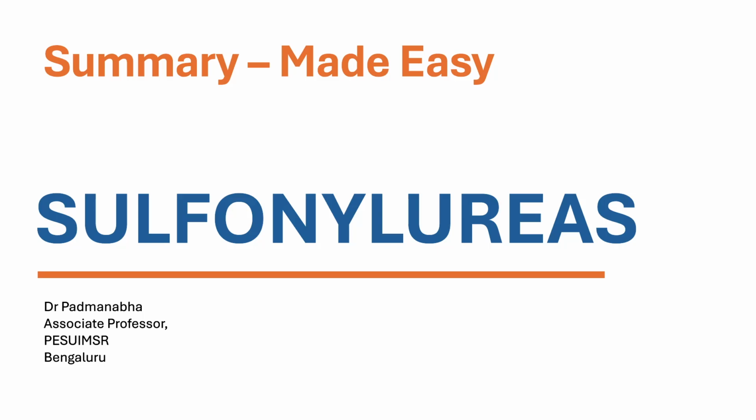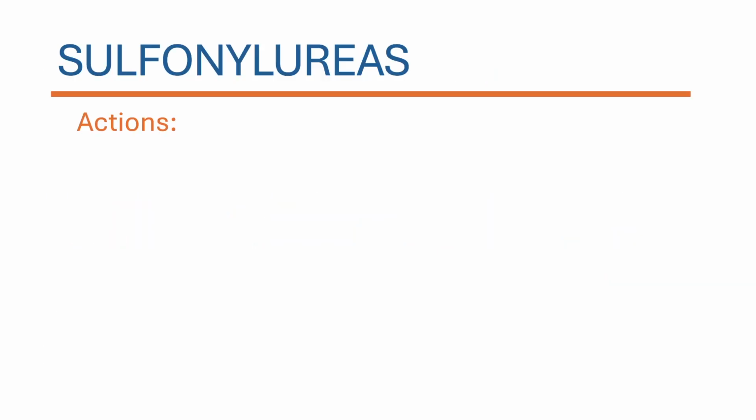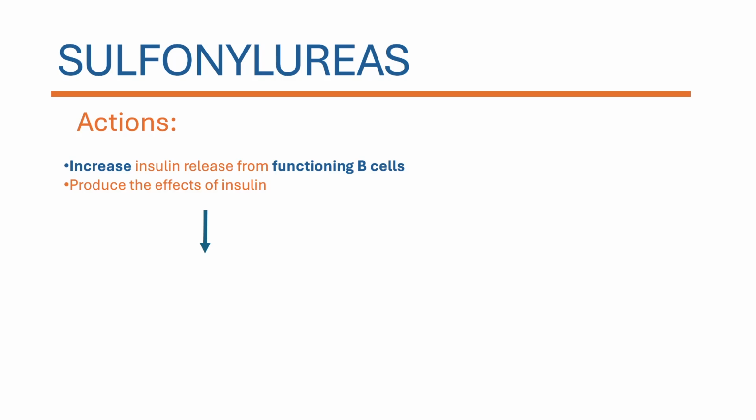So let's learn about the sulfonylureas. Sulfonylureas are oral hypoglycemic agents which are used in the treatment of diabetes mellitus. So what is the action of sulfonylureas? Basically, when you give a sulfonylurea, it increases the insulin release from functioning beta cells.